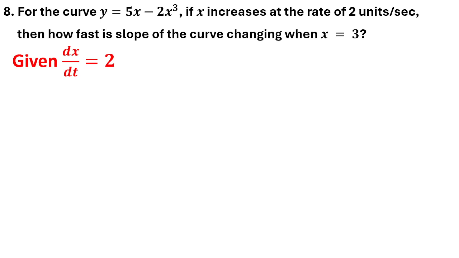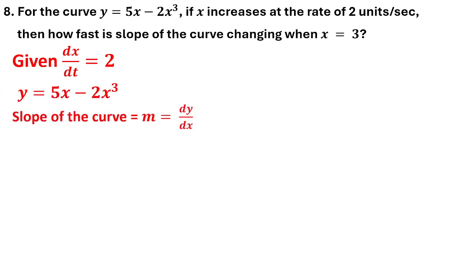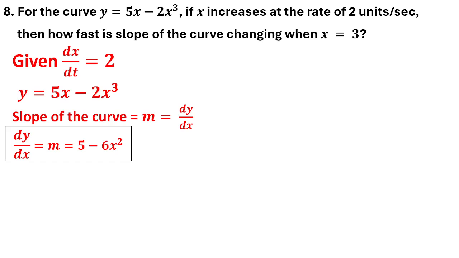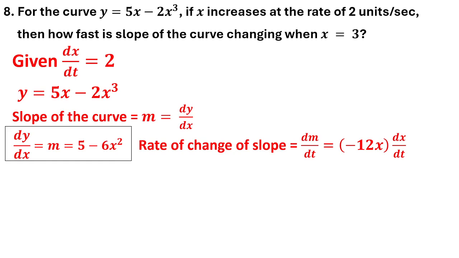It is given that dx by dt is 2. The slope of the curve is dy by dx. Therefore, dy by dx is equal to m is equal to 5 minus 6x square. Okay, that is, we are differentiating it. Therefore, m is equal to 5 minus 6x square. We have to find the rate of change of slope. Therefore, dm by dt we have to find.